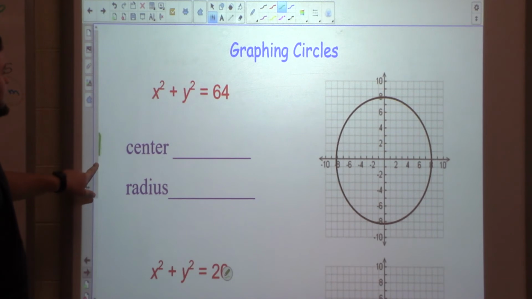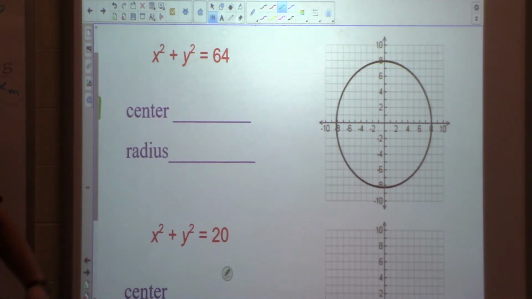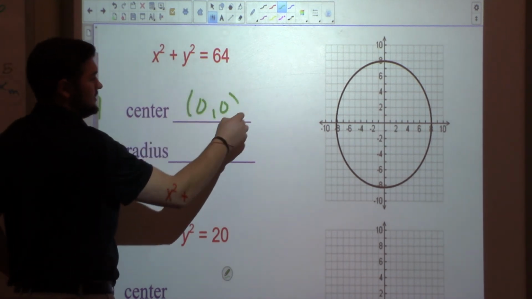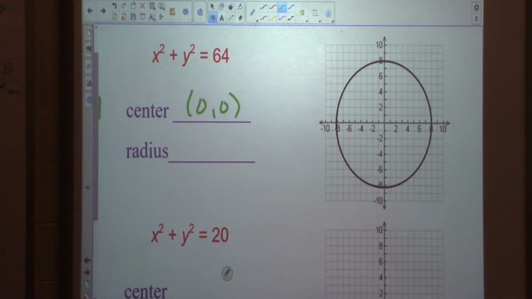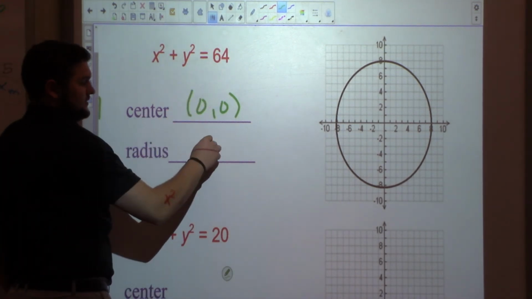Alright, last 2 problems. Talk about graphing. Before I even think about graphing, I already have a circle up there. X squared plus y squared equals 64. Where's my center at that circle? 0, 0, right? Just x squared plus y squared, so 0, 0. What is my radius for that circle? 8, because I take 64, I take the square root of it.